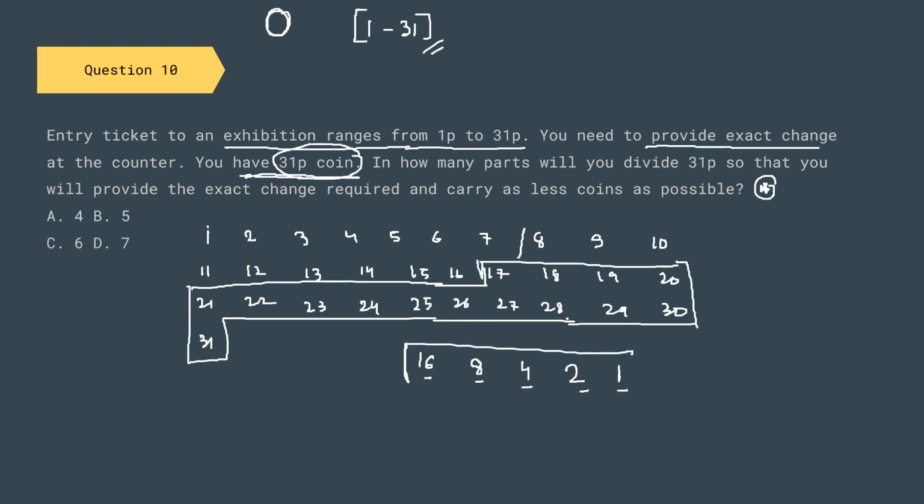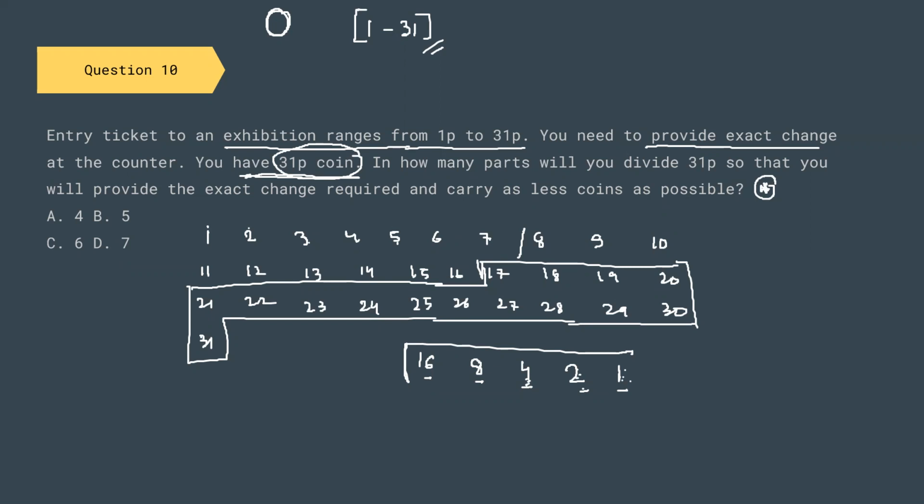So for 1, we can just give one 1 rupee coin. For 2, we can give this 2 rupee coin. For 3, we can give 2 plus 1. For 4, we can give this coin. For 5, we can give 4 plus 1. For 6, we can give 4 plus 2. For 7, we can give 4 plus 2 plus 1.